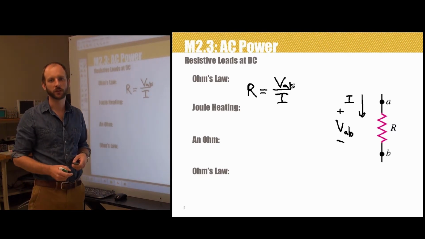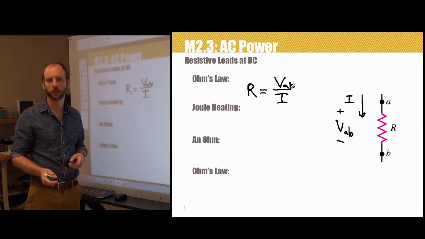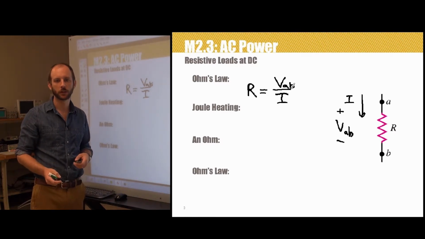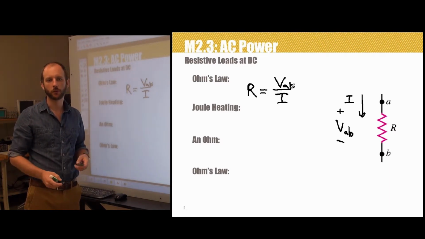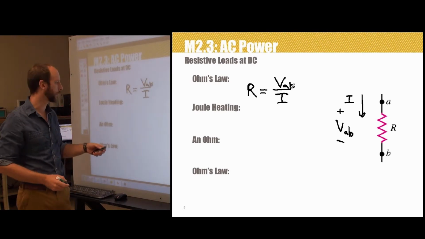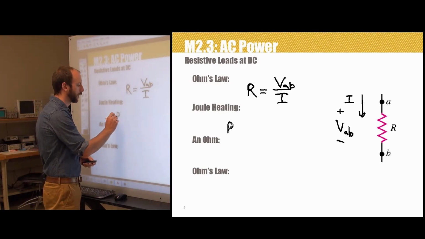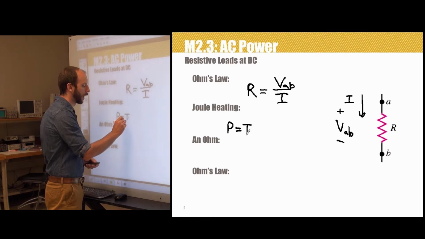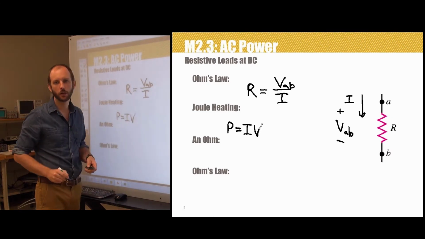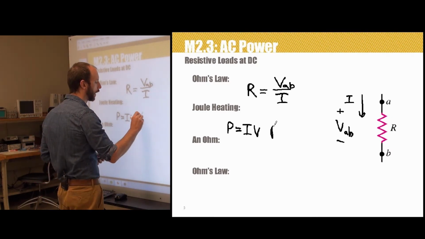Most often, resistance is considered a fixed, unchanging property of a conductor that manifests in the form of heating, and this is often called joule heating, and it's typically calculated from P equals I times V. Sometimes it's P equals I squared R.